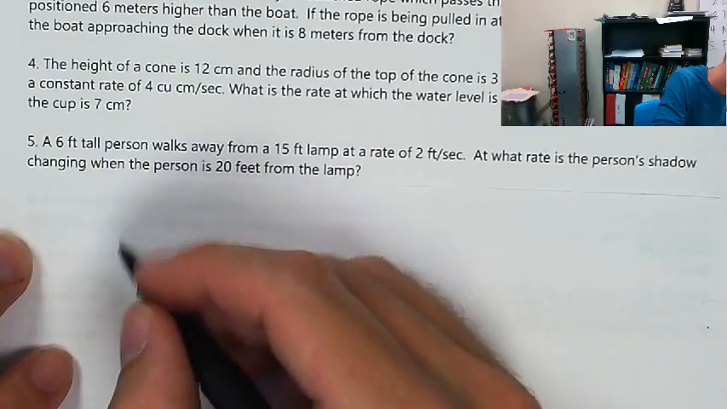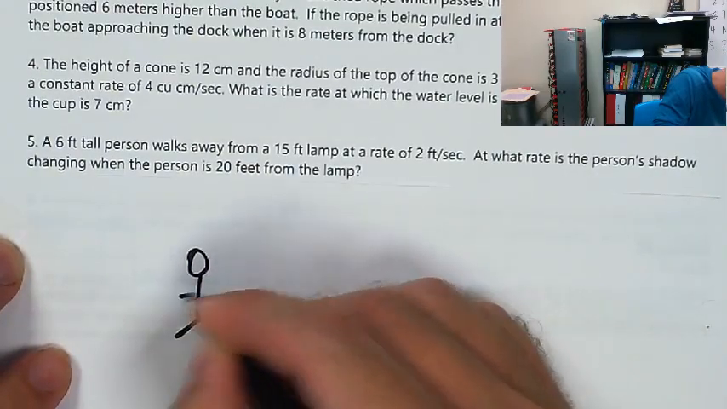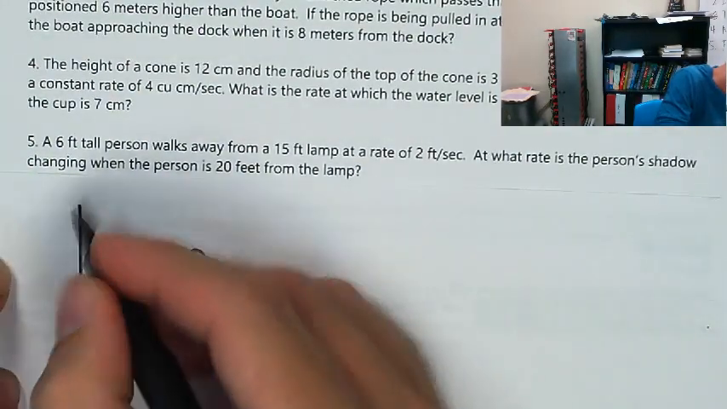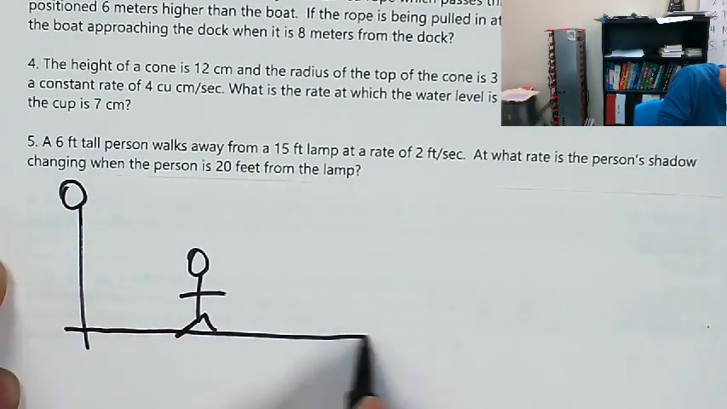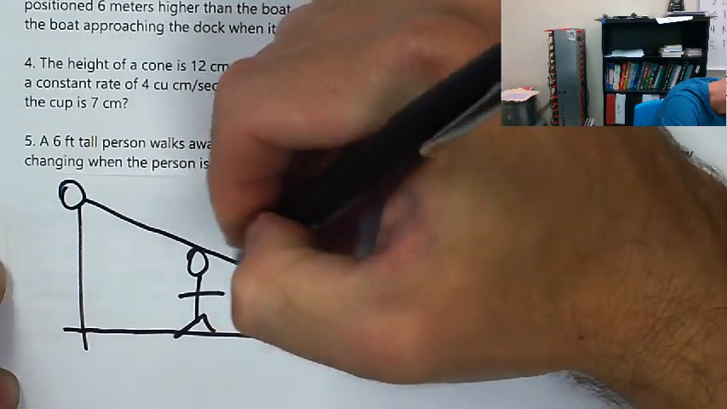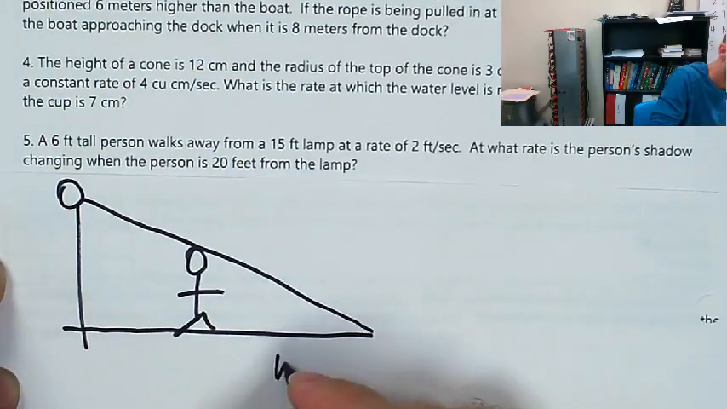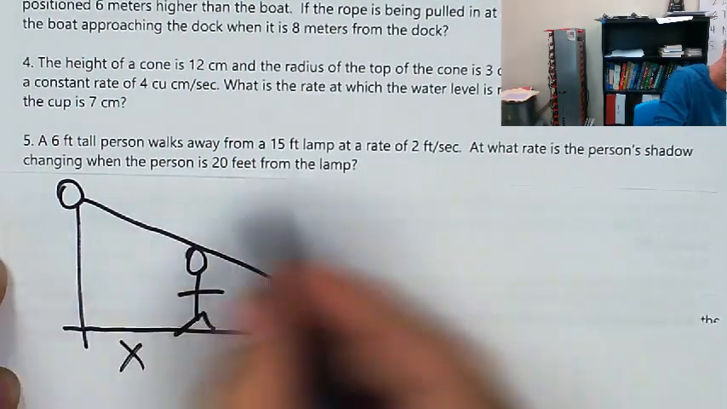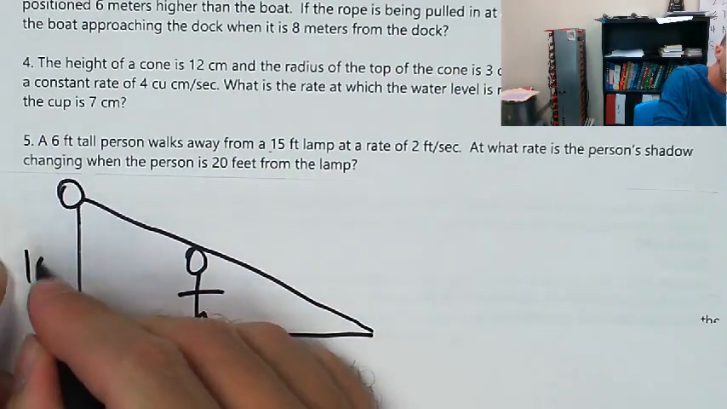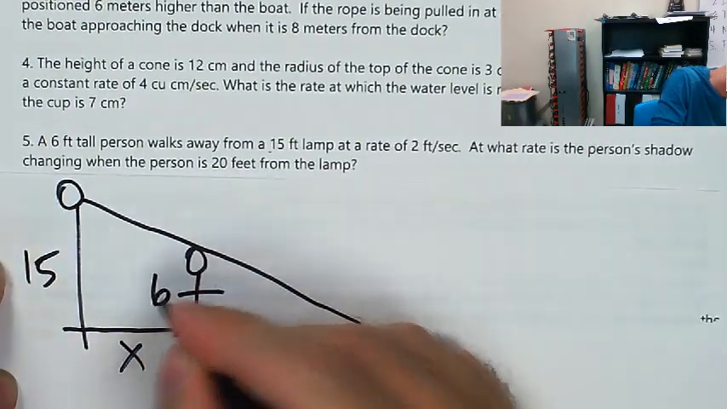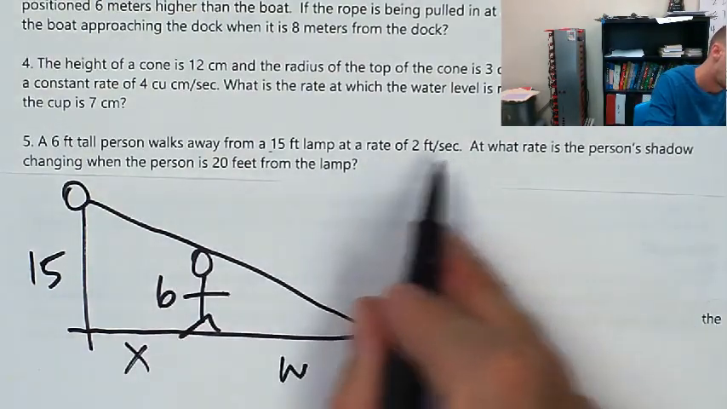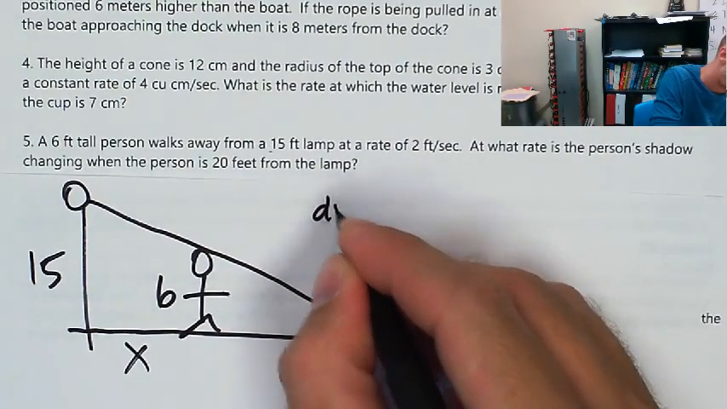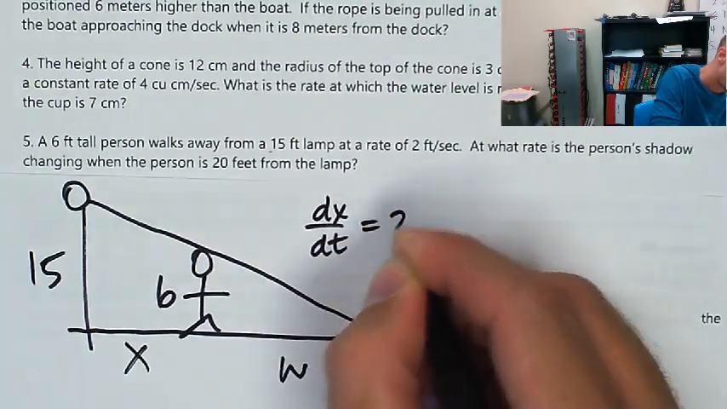Right, a 6-foot tall person. This is another shadow and walking question. So hold on, let's say flat ground. So that's the shadow, that's x. The height of the lamp is 15 feet, and the height of the person is 6 feet. And okay, walks away at 2 feet per second. So dx/dt is positive 2.